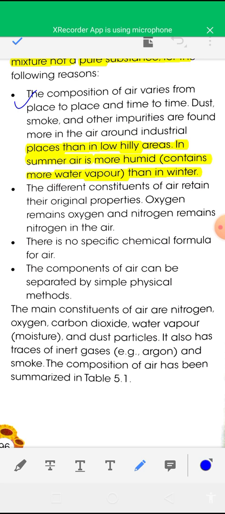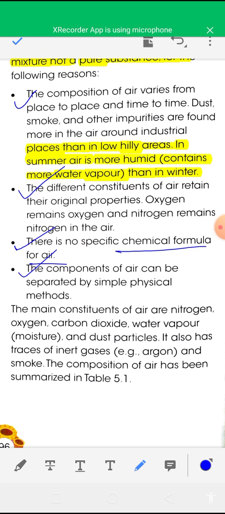The different constituents of air retain their original properties. That is, oxygen remains oxygen and nitrogen remains nitrogen in the air. There is no specific chemical formula for air, because it is a mixture of different gases. The components of air can be separated by simple physical methods.